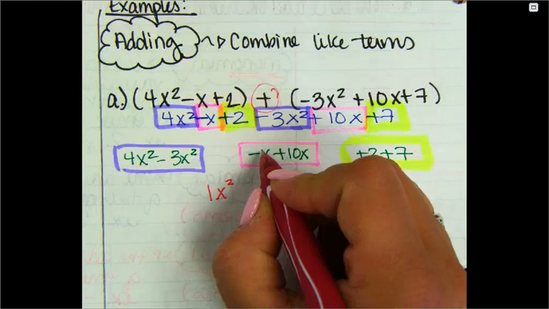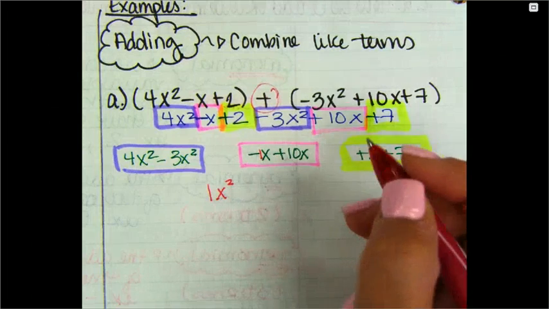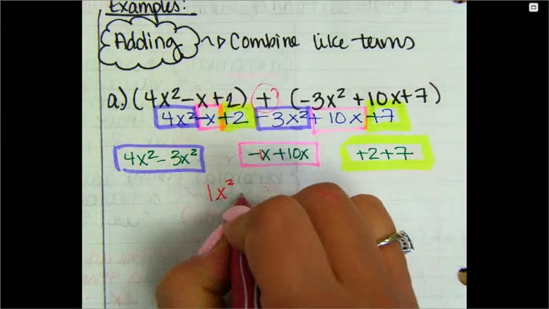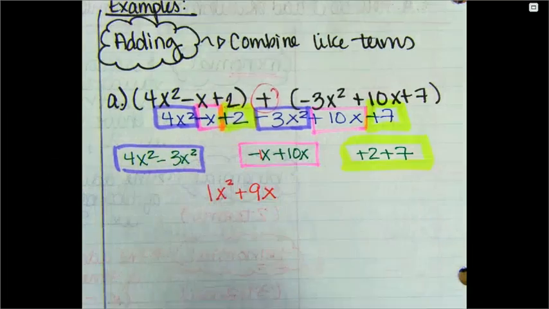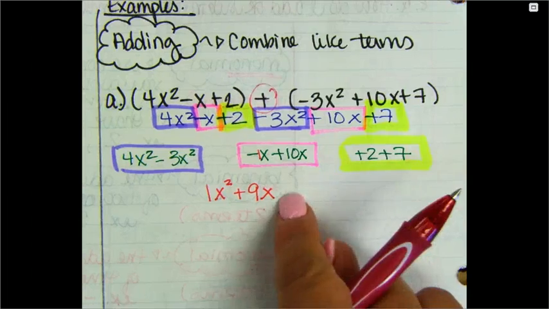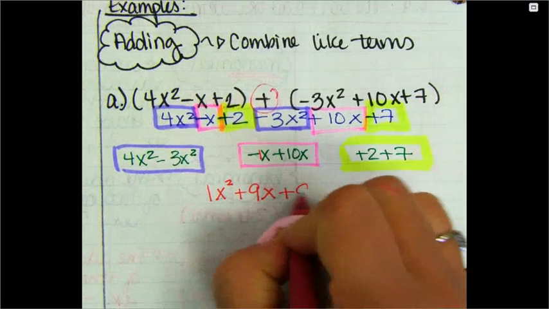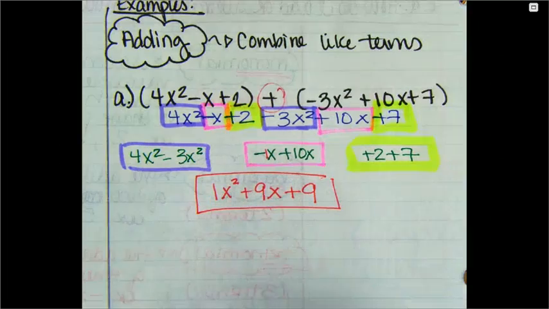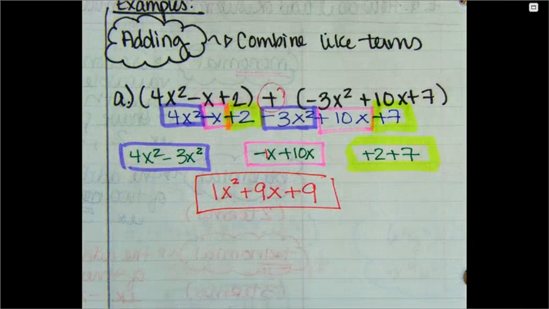Negative, what's the number here? Negative 1 plus 10. Positive or negative? Positive 9x. Positive 2, positive 7. Positive or negative? Positive 9. Okay?